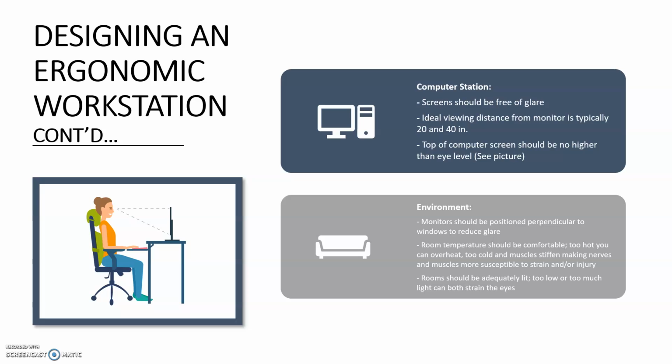The next one, continued, is your computer station. The screens should be free of glare. Ideally, you want to be 20 to 40 inches away from the monitor. Another key one, I think, is the top of your screen should be no higher than your eye. If you want to take a look at the photo again, it shows a good example of what your computer workstation should look like. One good way to reduce glare is to position your monitors perpendicular to windows.